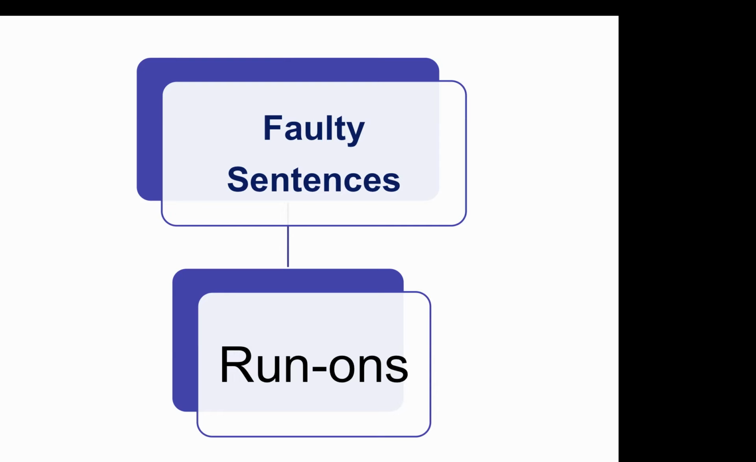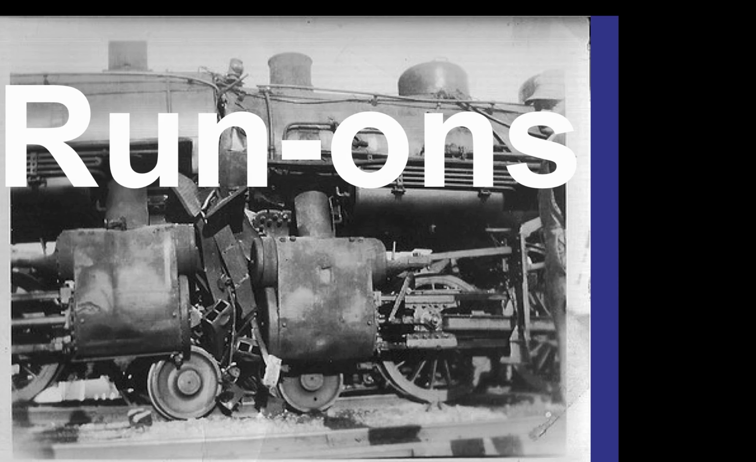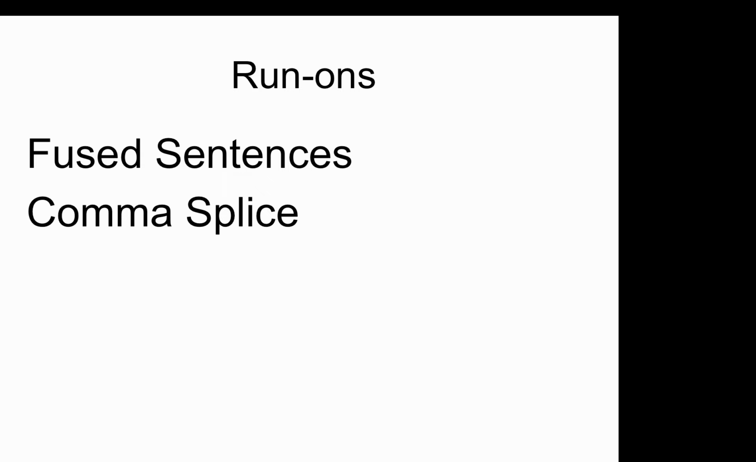In this video we're going to talk about one type of faulty or incorrect sentence, and that is the run-on. And the run-on is basically a train wreck of a problem in writing sentences. There are two types of run-ons: the fused sentence and the comma splice.